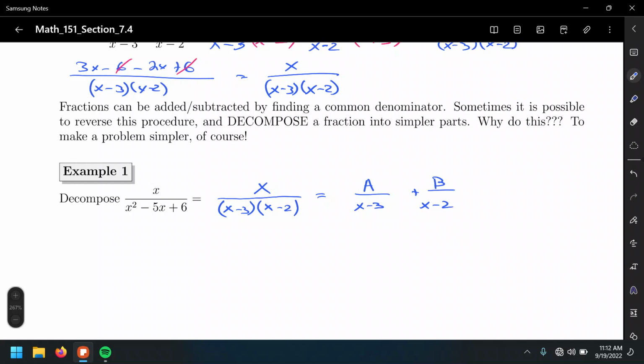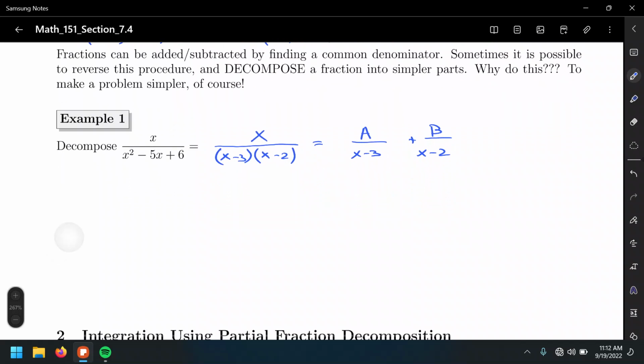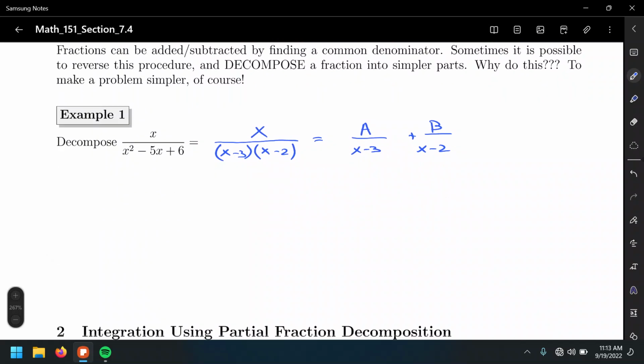We're going to use it when we find these constants a and b. Okay, so how do we find these constants a and b? Well, you know these two from the previous problem, right? Because we already did this backwards. But okay, let's start where we don't know what a and b are.